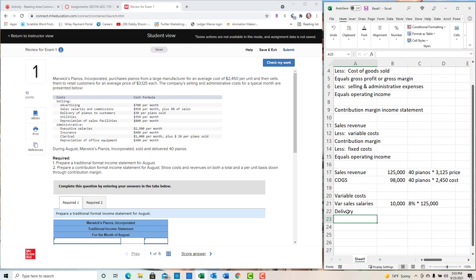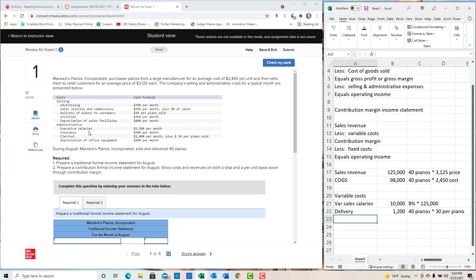So our delivery cost is variable because it's per piano sold. So there are 40 pianos multiplied by the delivery cost of $30 per piano. So our delivery cost, 40 times 30, $1,200. Our utilities are fixed at $350 per month, and our depreciation of sales facilities is fixed at $800 per month.